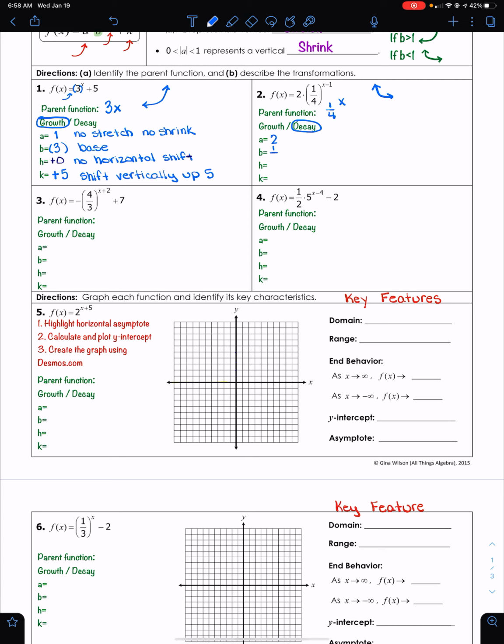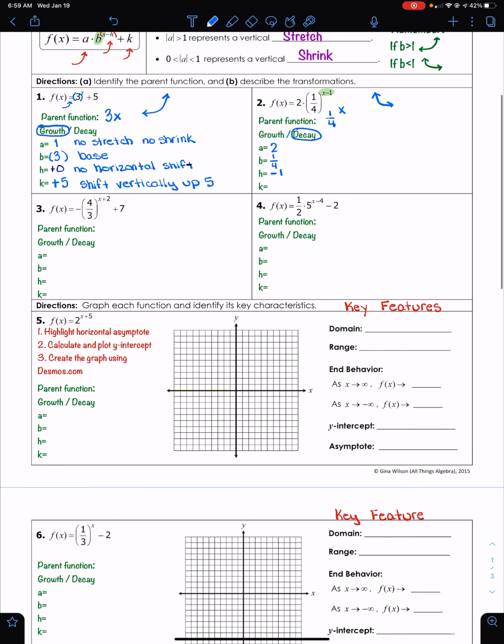B is 1/4. H. So I want to see if there's anything up in the exponent with x, and there is. It's -1. So the h value is -1. And there is no k value. There's nothing at the end of that information, like no adding 5 over here or subtracting 5. So we have no k value. Again, you can put does not exist, like DNE, or you could put +0. So it doesn't change from where it's starting at.